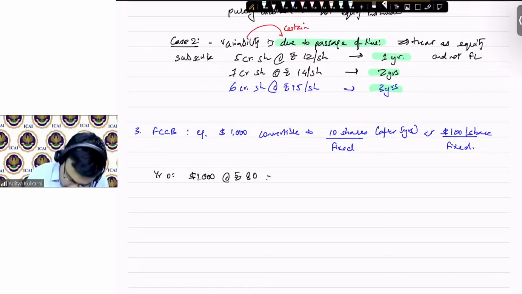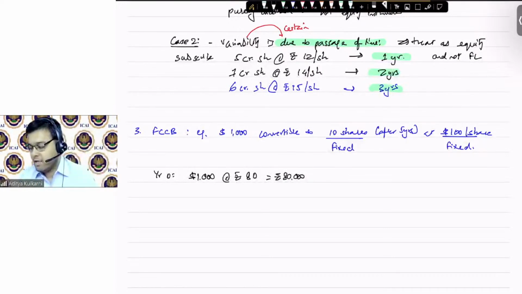So how much is it worth in INR terms? Sir, it is worth 80,000. FCCB means foreign currency convertible bonds. Suppose Infosys issues foreign currency convertible bonds. Whoever purchases it outside India, at a future date, he will get equity shares of Infosys.